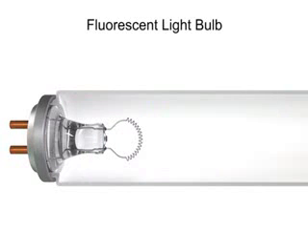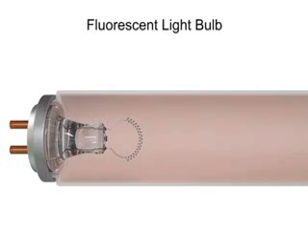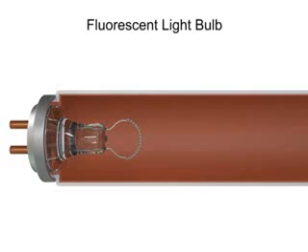The inner surface of the tube is coated with the powdery phosphor substance. At each end of the tube is an electrode with filaments. When heated to a high temperature, they emit or boil off electrons. An AC voltage pulse supplied by a starter pushes the electrons from one end of the tube to the other.